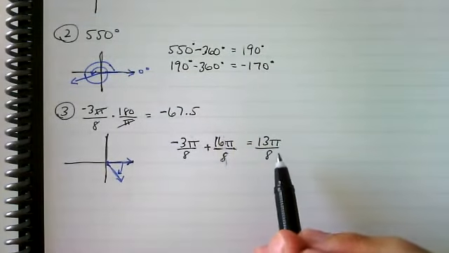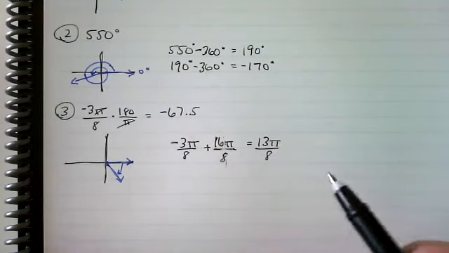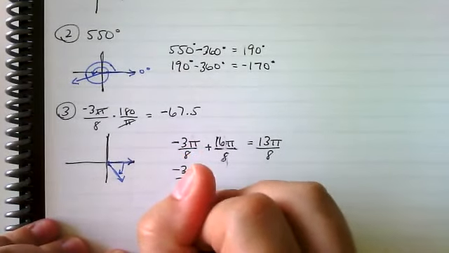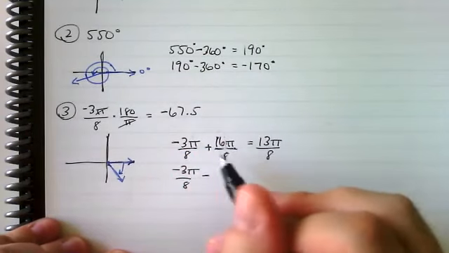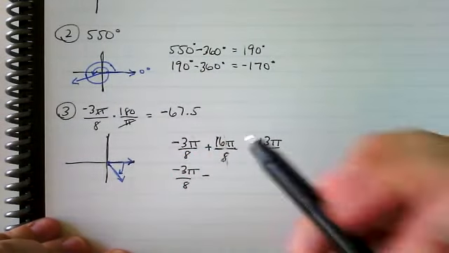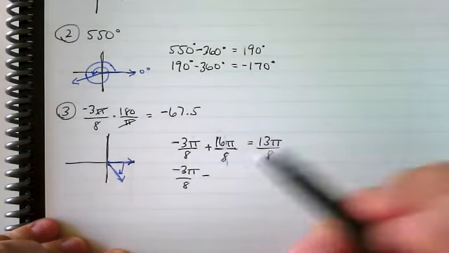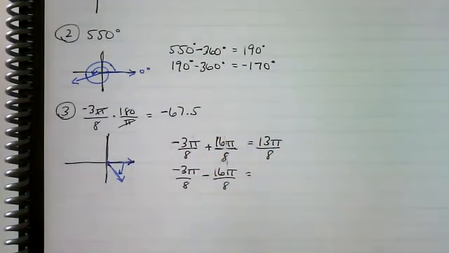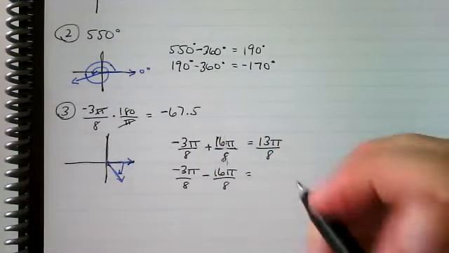Okay, so there's my one positive answer, and I need to do the same thing. I need another negative answer. So I've got negative 3 pi over 8, and I'm going to subtract, and again, it's 2 pi, right? I added 360, I subtracted 360. So if I'm adding 16 pi over 8, that means I also need to subtract that same number, 16 pi over 8. And then negative 3 minus 16 gives me negative 19 pi over 8.